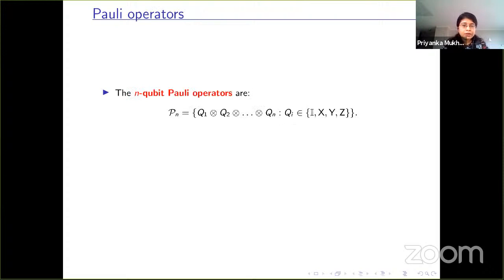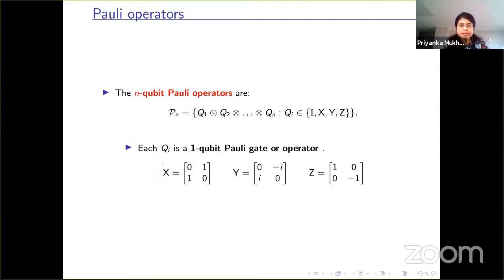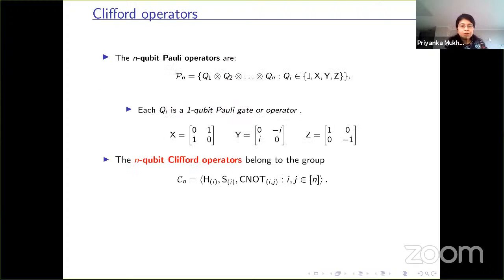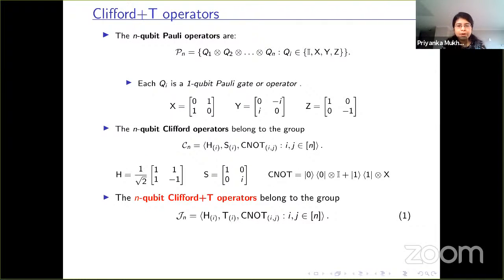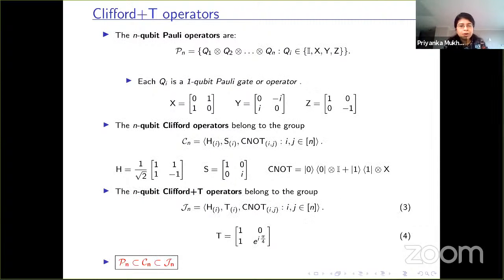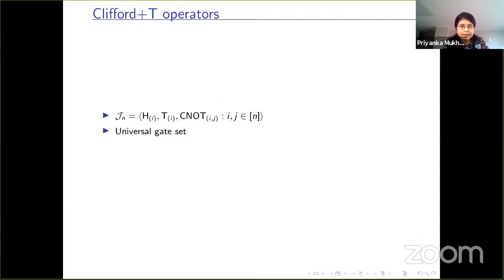Before that, n-qubit Pauli operators are tensor products of single qubit Pauli operators, like the X, Y, and Z gates. The n-qubit Clifford operators belong to the group generated by the Hadamard gate, the phase gate, and the CNOT gate. And the n-qubit Clifford+T operators belong to the group generated by the Hadamard gate, the T gate, and the CNOT gate. So this is the relation: the Pauli operators are a subset of the Clifford operators, which are a subset of the Clifford+T operators. As I said, the Clifford+T operators belong to a universal gate set.